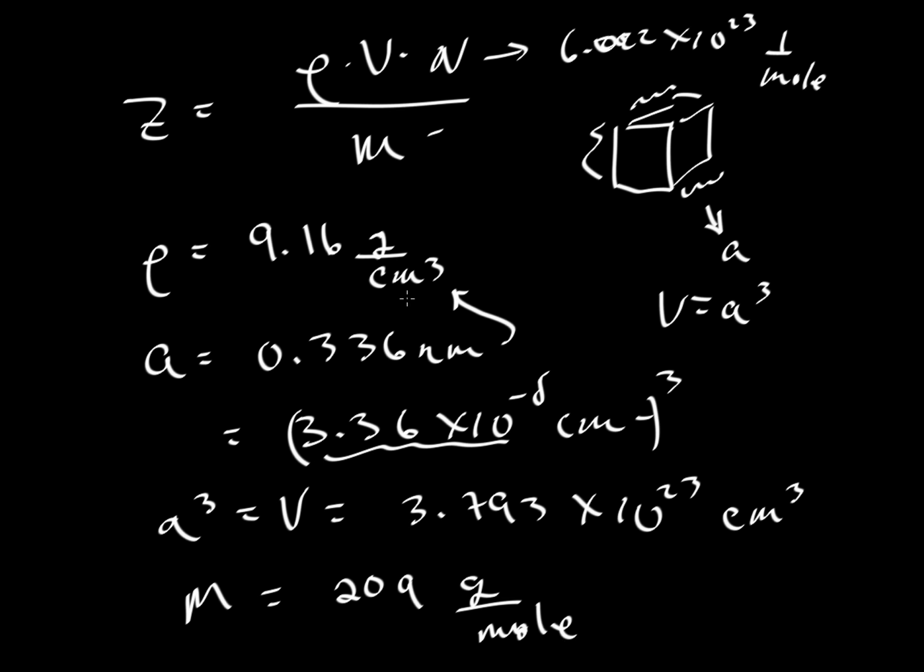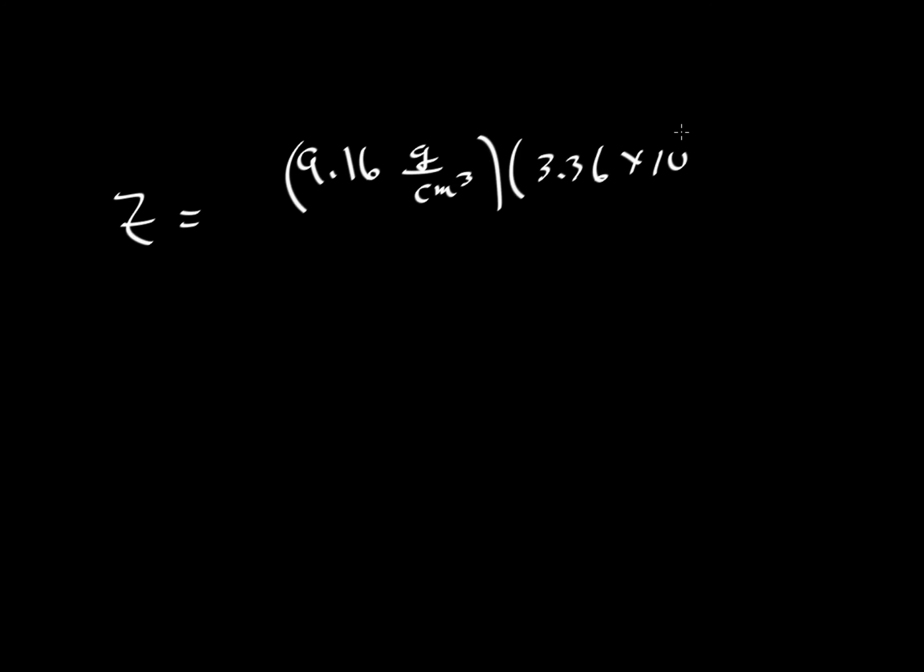So let's plug that into the equation. So we're going to erase the chalkboard. What is Z? Z is equal to 9.16 grams per cubic centimeters, and then that will be multiplied by 3.36 times 10 to the minus 8. Oh, that's not what we want. Not 3.36. We want the volume.